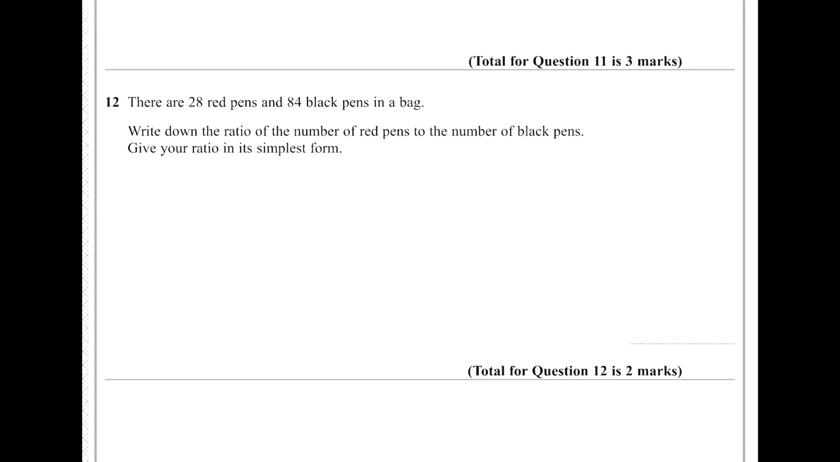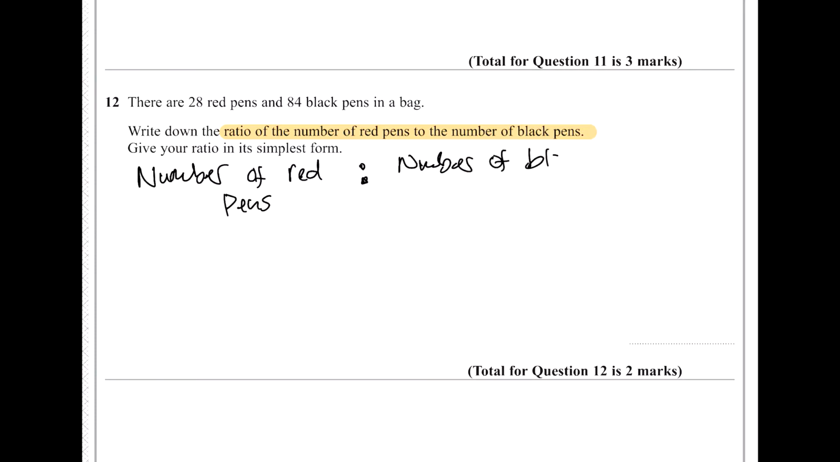Okay, now there are 28 red pens and 84 black pens in a bag. Write down the ratio of red pens to black pens. So the order of this is important. So what we say is number of red pens to the number of black pens. So if we're writing this, red pens is 28 and our ratio is to 84.